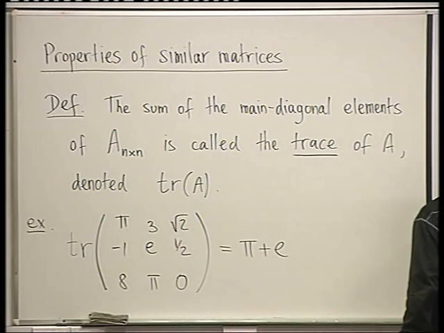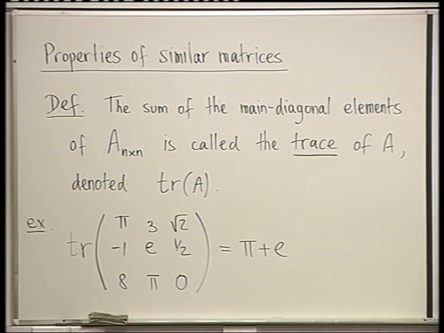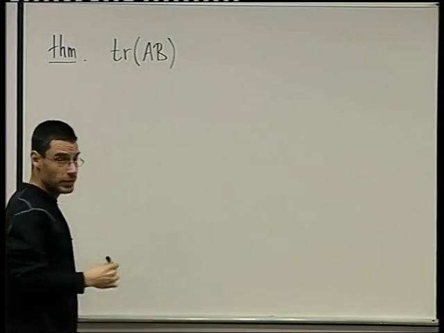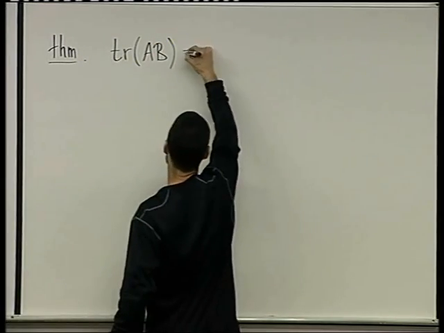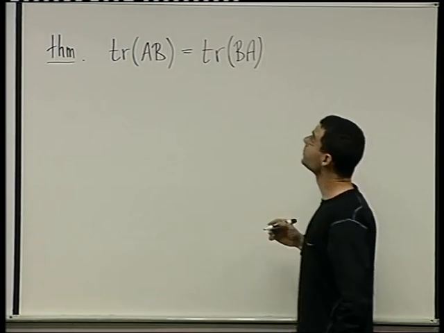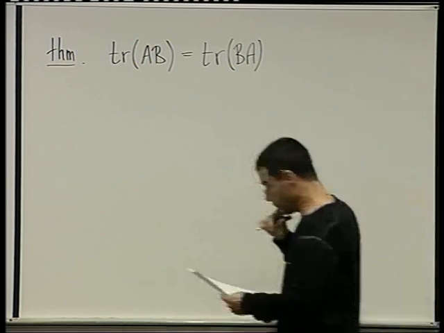And here's a little theorem regarding traces. If you take two square matrices A and B, the trace of the product AB equals the trace of the product the other way, BA. These are square matrices, so they can be multiplied both ways. This is not a claim, of course, that AB equals BA. If it were, then this would be an obvious statement. It's not, because matrix multiplication is not commutative in general. So let's prove this.